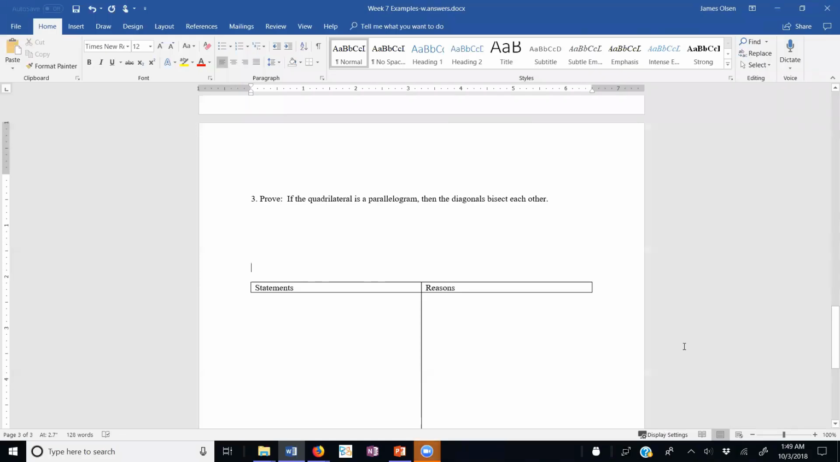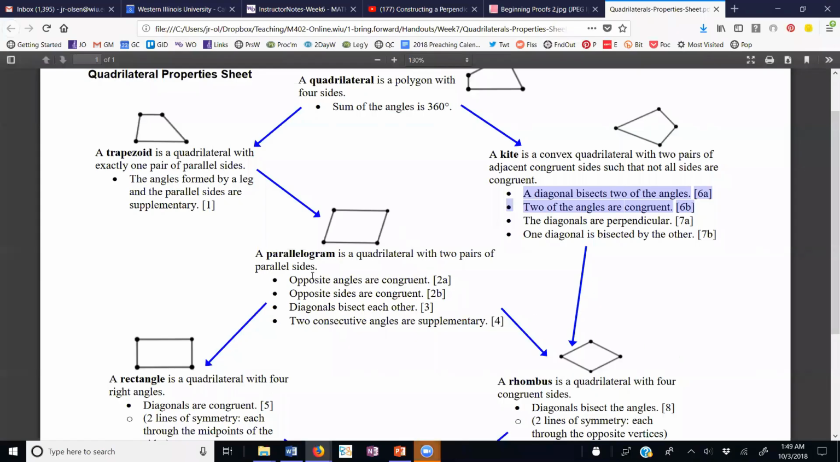In our last example, we're going to do the following proof. If the quadrilateral is a parallelogram, then the diagonals bisect each other. Let's take a look at our property sheet. If we look right here at the parallelogram, we have our definition and we have 4 properties. And these properties are in a particular order here. And they're in an order that we're going to be proving things.